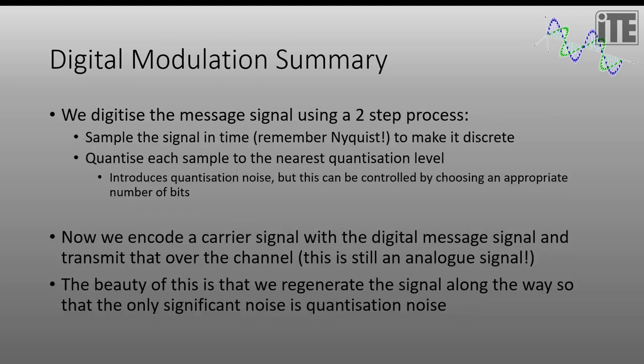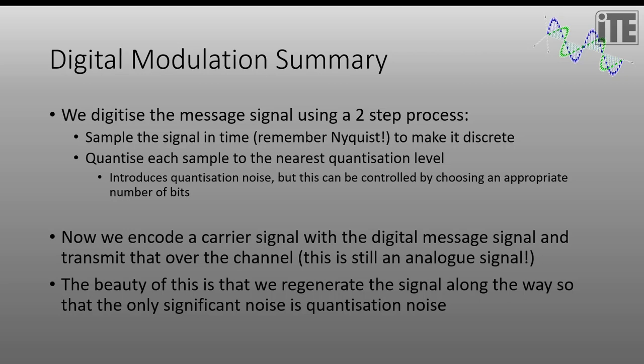So just to summarize, what we've done in digital modulation is we digitize the message signal using a 2-step process. The 2 steps are, first of all, we sample the signal in time. Remember the Nyquist sampling criterion. The sampling frequency fs has to be greater than or equal to twice the bandwidth of the signal. Otherwise we lose information. So first of all, we make it discrete in time with sampling.